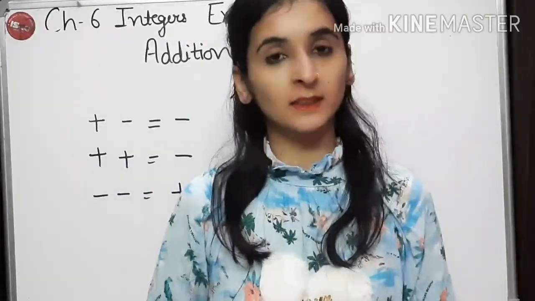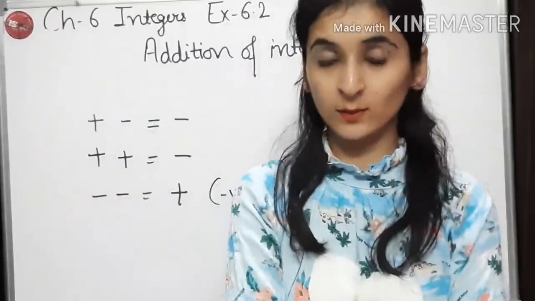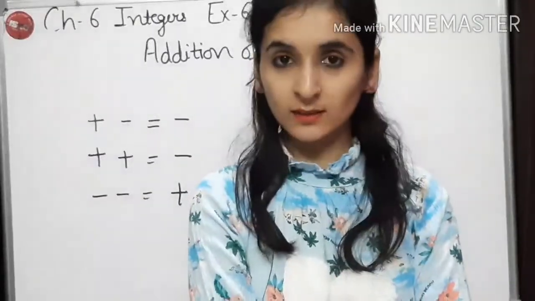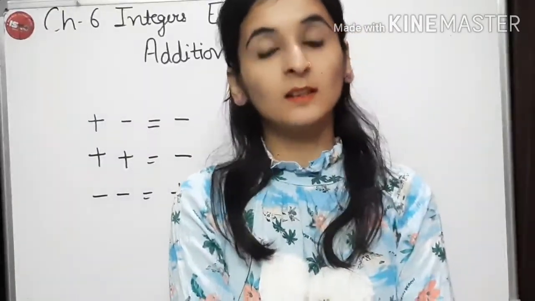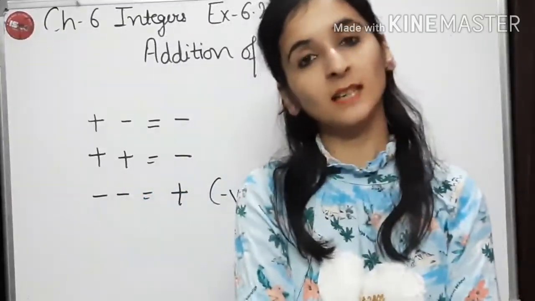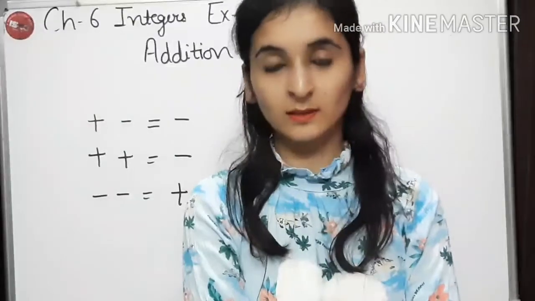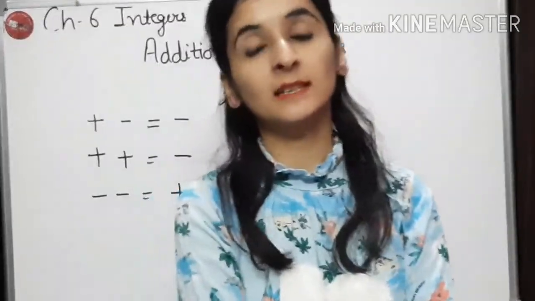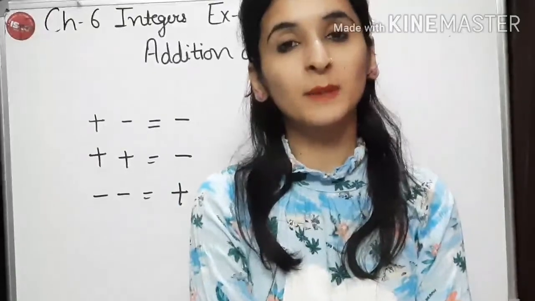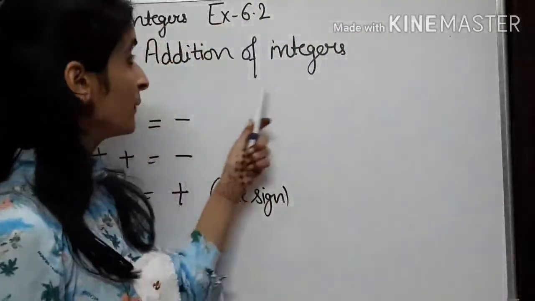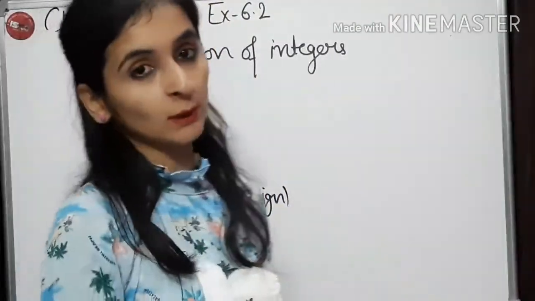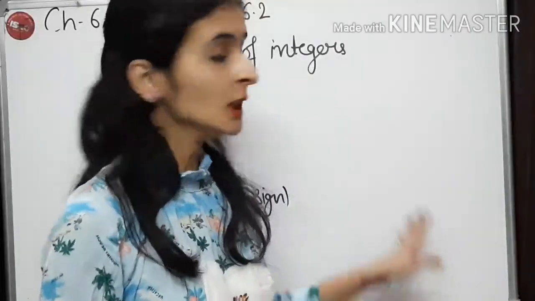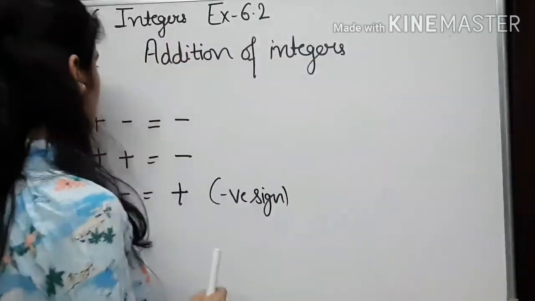Right, so we have completed our exercise 6.1, and exercise 6.1 was related to the topic integers, right? We are on chapter number 6, that is integers. I hope you all have completed exercise 6.1. Good. So now we have to start with exercise 6.2, and that is based on the topic of addition of integers. Addition of integers.